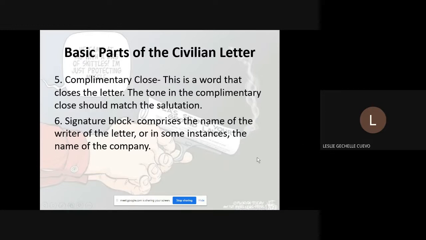Okay? And then we have signature block. This comprises the name of the writer of the letter, or in some instances, the name of the company. Yung pangalan mo na. Yun na yun. Lalagyan mo na yung pangalan mo, pati kung anong designation mo. Example, Leslie Cuevo, faculty, CCJE. Yung mga ganun. Yun yung signature block. Okay?